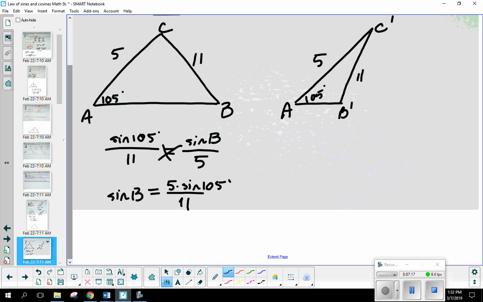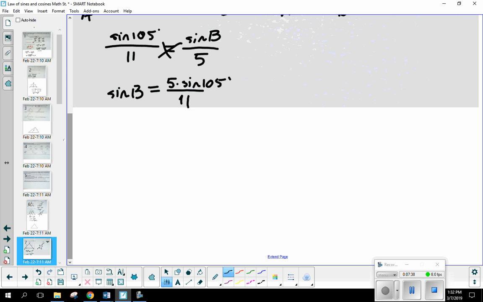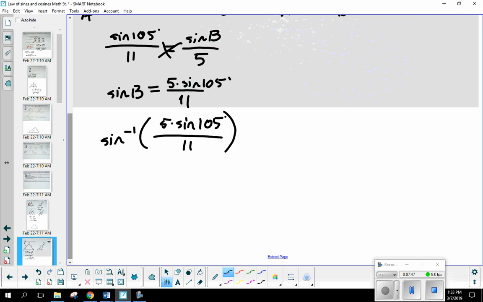Now, here's the thing. You remember, we're not going into a whole lot of detail with this as far as our trig goes, but you evaluate a trig function at an angle measure, and it gives you the ratio of the sides of a triangle. Okay, well, what do I do if I'm going to work backwards using the ratio and I want to find the angle measure? We've got to take the inverse. So I'm going to say sine inverse of that ratio, 5 times sine of 105 degrees over 11. Okay, so let's see what we got here.